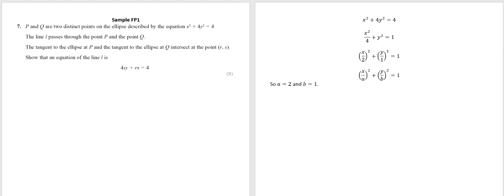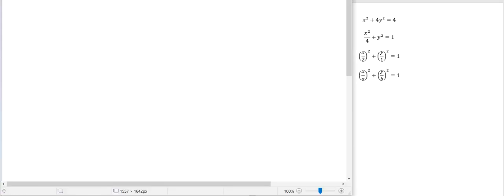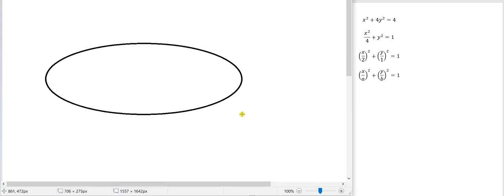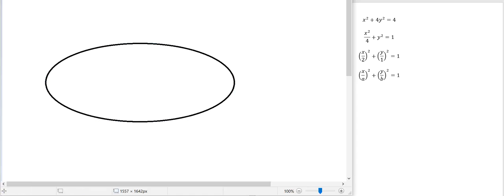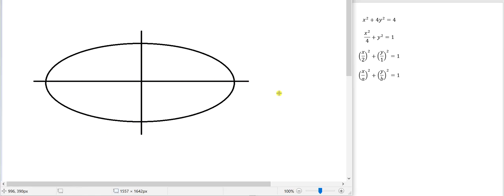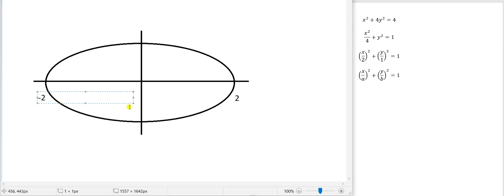This suggests that if you start with a unit circle and you stretch it by scale factor 2 in the x direction, this is the ellipse that you end up with. So we could represent that something like this. We know that's roughly what it's going to look like. We also know quite a bit about its properties in terms of the symmetry about the x-axis and the y-axis. And we also know where it crosses. So it might be worth jotting down these key ideas when you first encounter the question so that you can get a feel for what's going on.